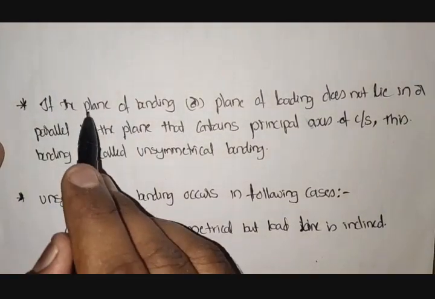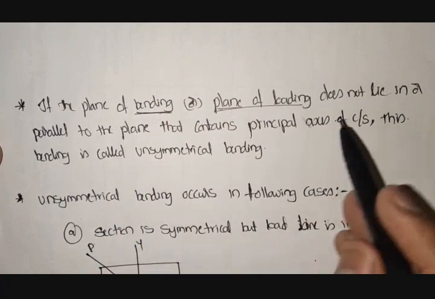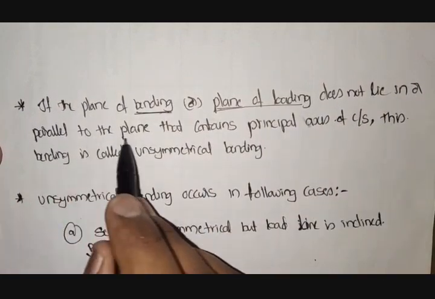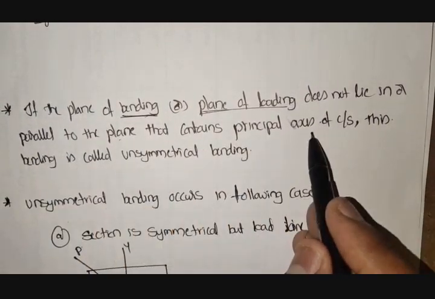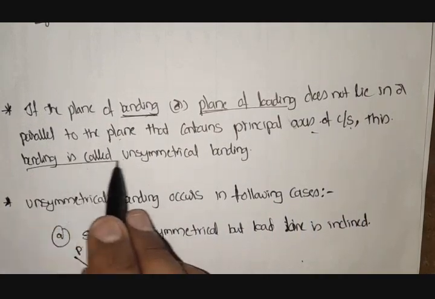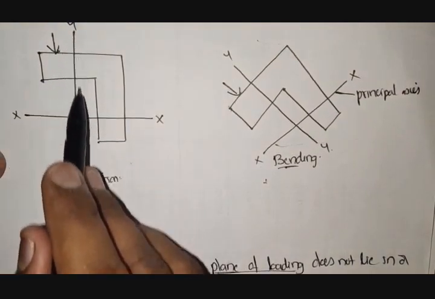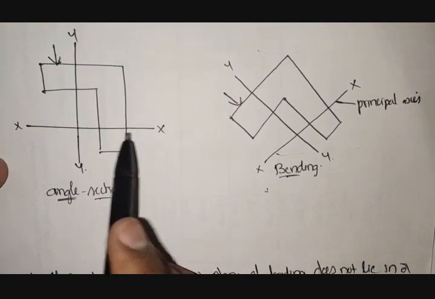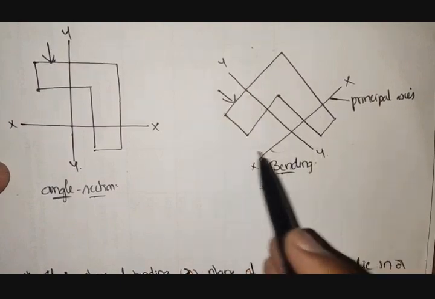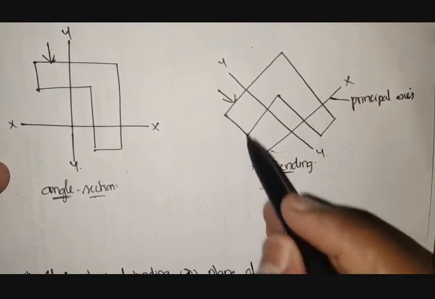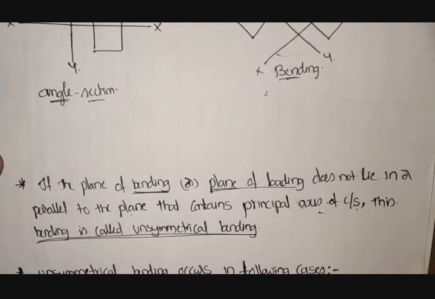If a plane of bending or plane of loading does not lie in or parallel to the plane that contains the principal axis of the cross section, this bending is called unsymmetrical bending. So if we consider this angle section, we consider this as an axis. When the loading is applied at this section, it is going to convert into this bending moment. So here the cross section is different and the axes are different. This type of condition is known as unsymmetrical bending.